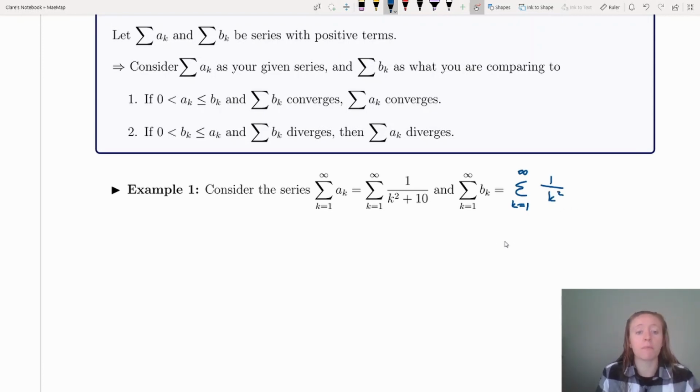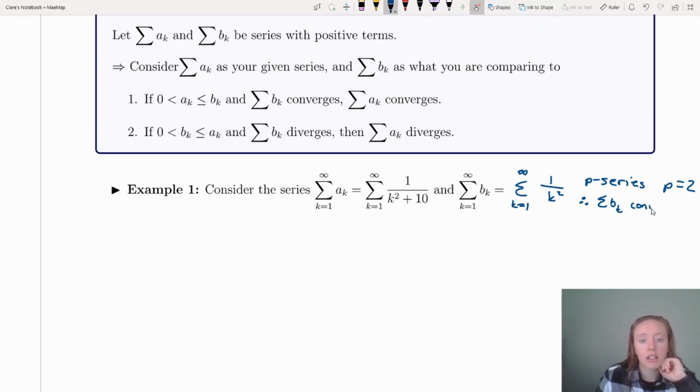The next step is to figure out what b sub k is doing. We created this comparison series so that it's something we'll easily be able to tell what happens with it. It's either going to converge or diverge. If you notice, the b sub k that I created is a p series with a p-value of 2. And because 2 is greater than 1, we know that this p series converges. So I'm going to say, therefore, our b sub k series converges.